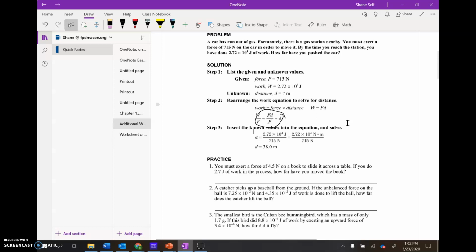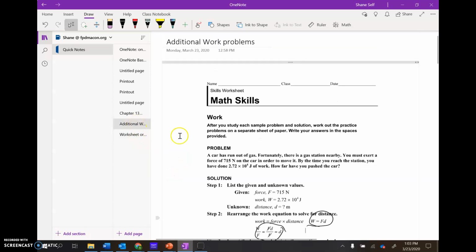Okay, we're going to take the work is equal to force times distance formula. We're going to rearrange it to solve for what the problem is asking for. Easy stuff. I'm going to try to start doing it over here on the side. If it gets too much, I'm going to shift to an additional worksheet over here so I can work out some problems for you.